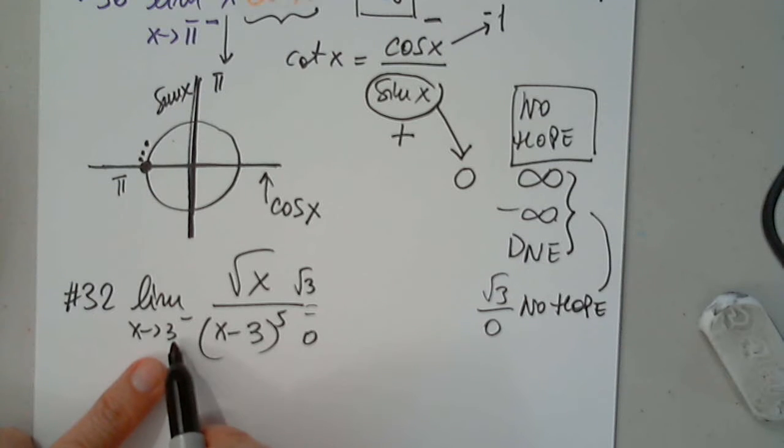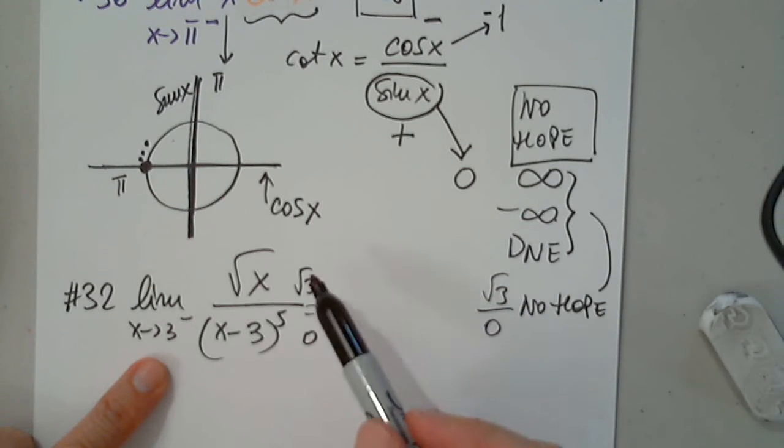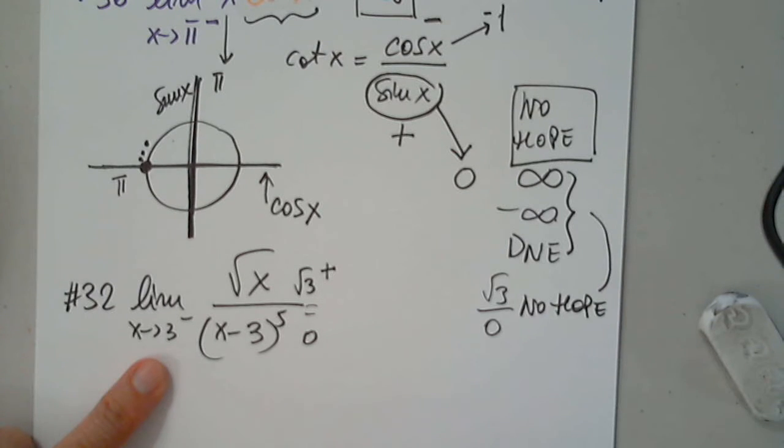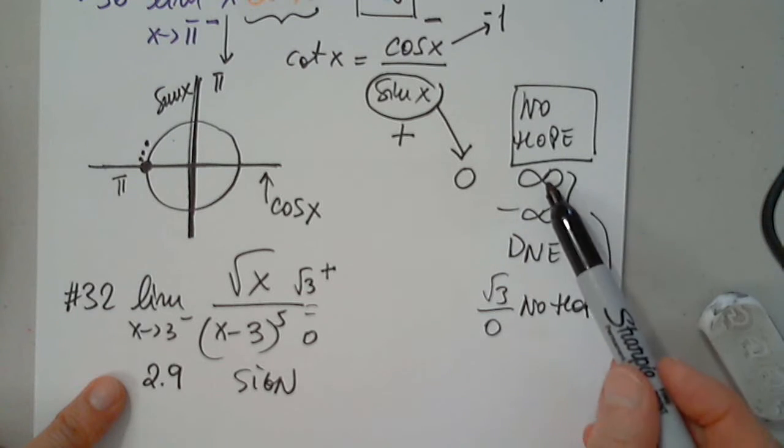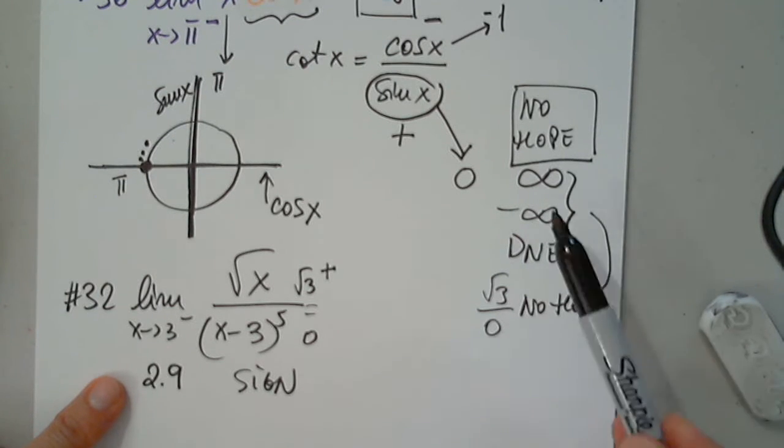Okay, 3 from the left, who cares? 3 from the left or 3 from the right, this is still a positive number. But remember now, for the denominator where it's 0, 3 from the left, I have to imagine to plug in 2.9 because I need the sign. And only when I find out the sign, then I will choose between these two.